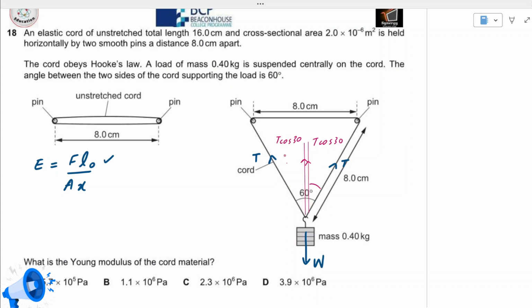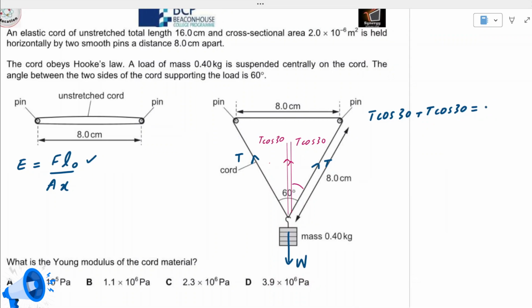Actually, these two vectors are on the same line, but I'm drawing it differently so you can clearly see these two. Now T cos 30 plus T cos 30 equals the weight of the blocks placed at the bottom, which equals mg. Now 2T cos theta equals m into 9.81. I need the value of T quickly.